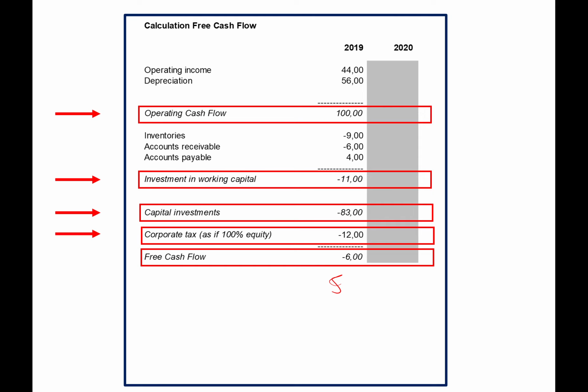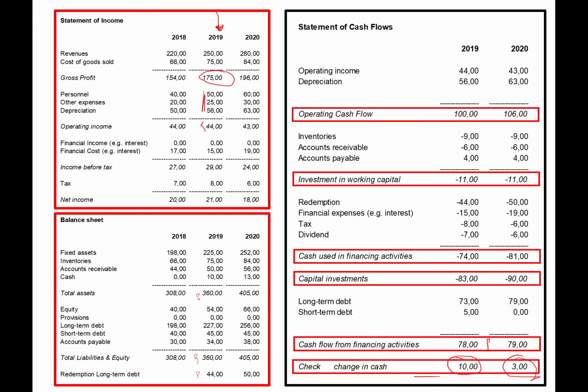So the free cash flow is operating cash flow minus the investment you need to do to run the business. So you invest in working capital, and there are also other investments to be done. And of course, you have to pay taxes. So those are the numbers for 2019, and here you find the numbers for 2020.